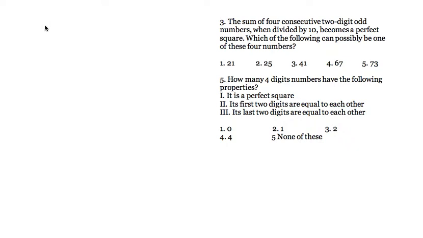Now, when I add up four consecutive two-digit odd numbers, let's say I'm adding up 11, 13, 15, and 17. Without summing it up, we know that the sum has to be 4 into the middle number. In this case, that's going to be the average of 13 and 15, so it's going to be 4 into 14. Now, the middle number is always going to be even because it's between two odd numbers.